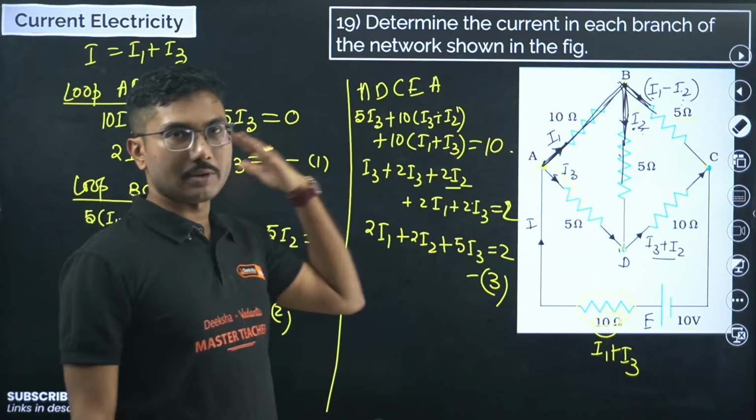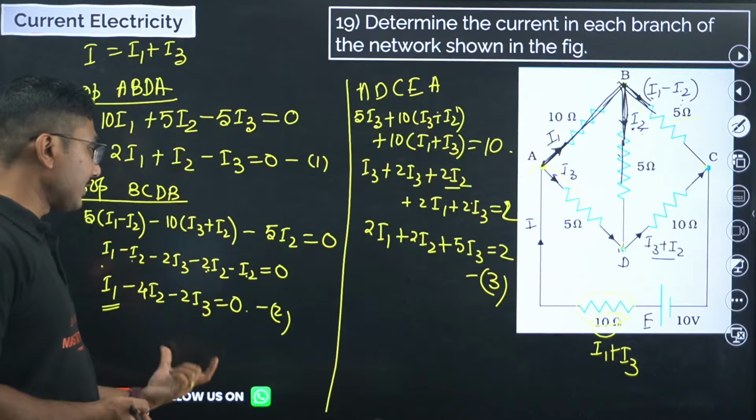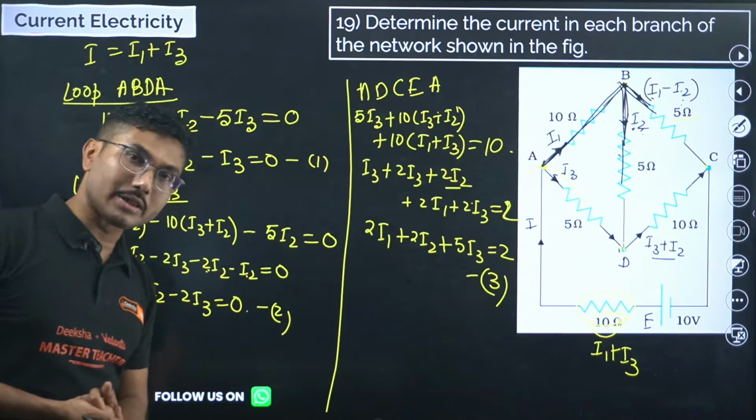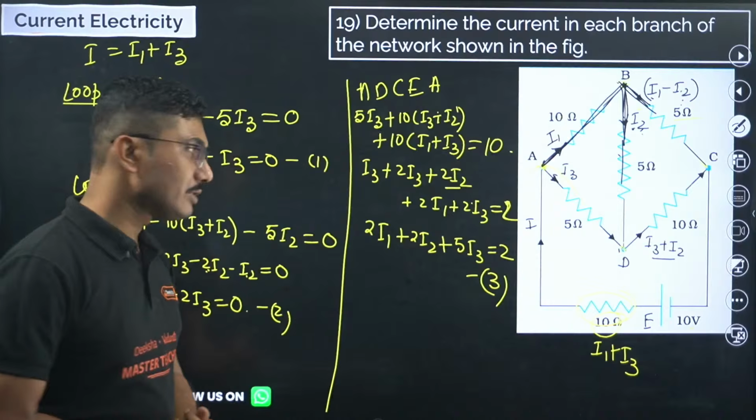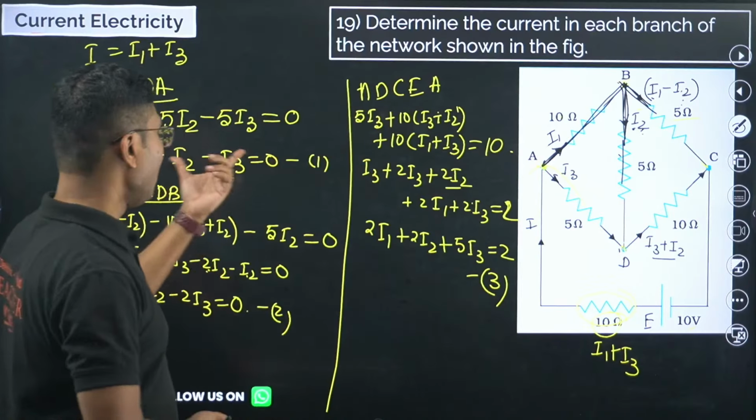That is why I always suggest to avoid these circuit diagram related questions, because first of all you have to construct the equations correctly. Once you have constructed the equations correctly, then you have to solve them correctly. So these two steps are very difficult. You may need to solve 2 or 3 equations based on the problem.